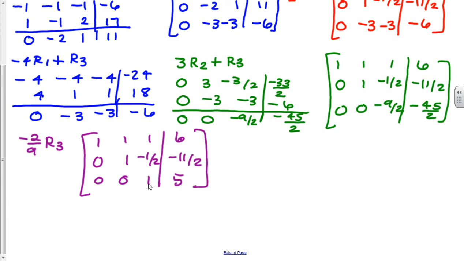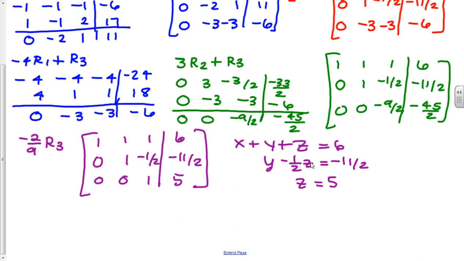Now I have my 3 equations. X plus y plus z equals 6. That's my first equation. 0x, so I don't have to put it, plus y minus half of z equals -11 halves. 0x plus 0y plus z equals 5. Since I know that z is 5, I can plug it into here. So I get y minus 1/2 of 5 equals -11 halves. And we can solve it.